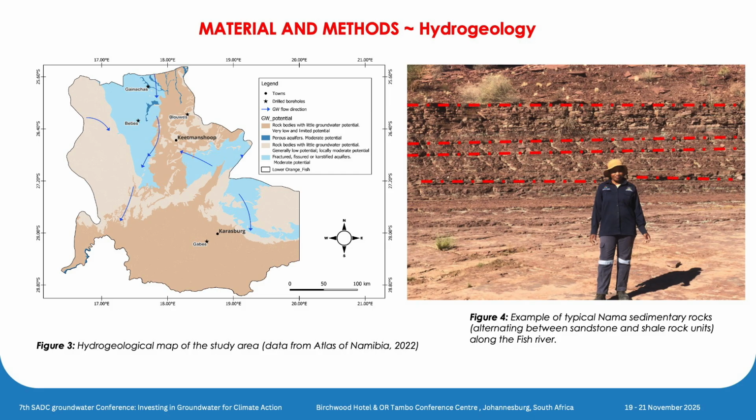And on the hydrogeology of the study area, three main aquifer systems can be seen: the crystalline basement, the sedimentary, and the porous one. The picture on the right is an example from a typical Nama, whereby the red one is a contact between the sandstone and the shale, and it shows that the contact acts as a conduit through which the fluid passes, acting as the main aquifer for this area.